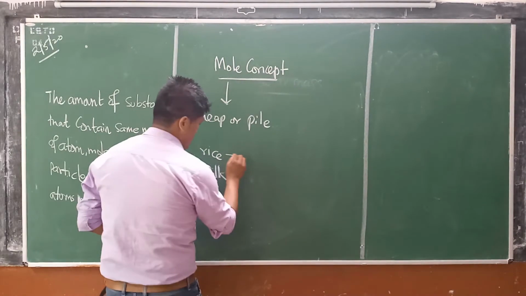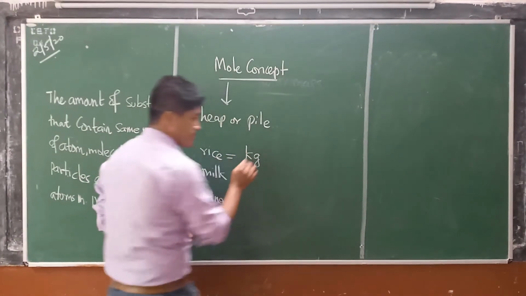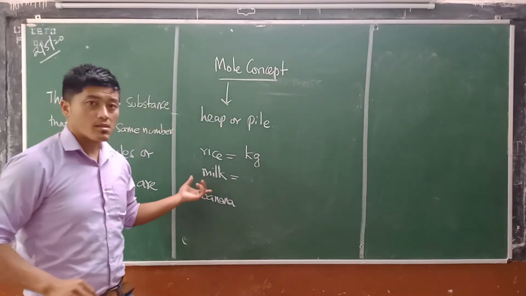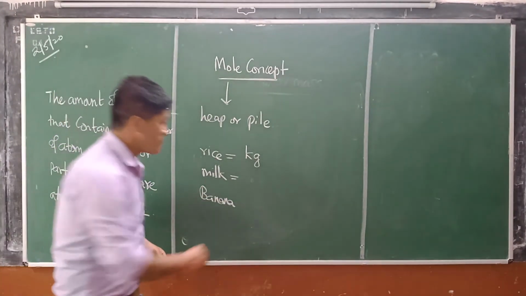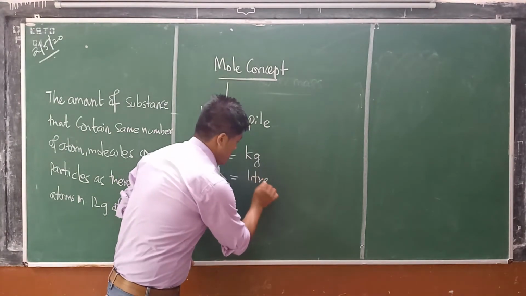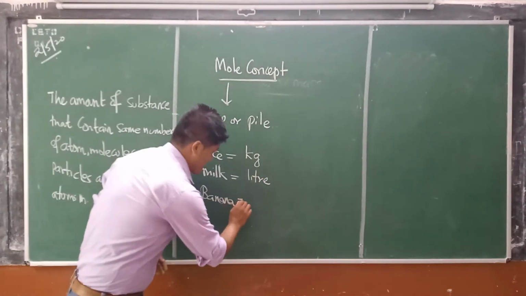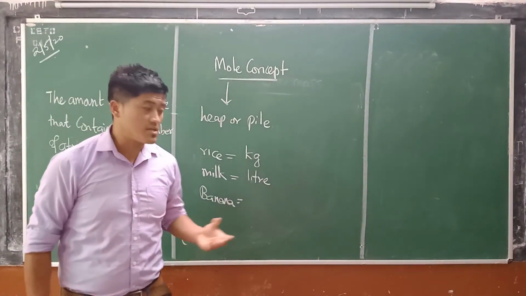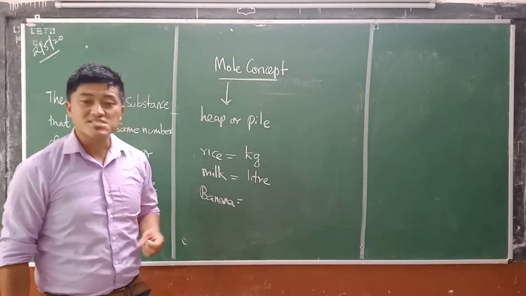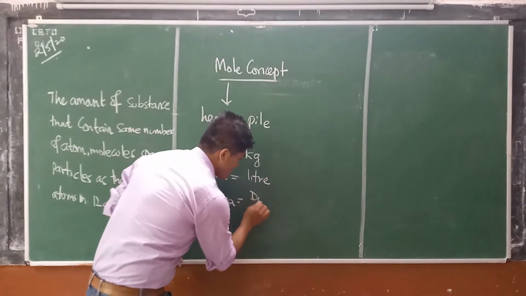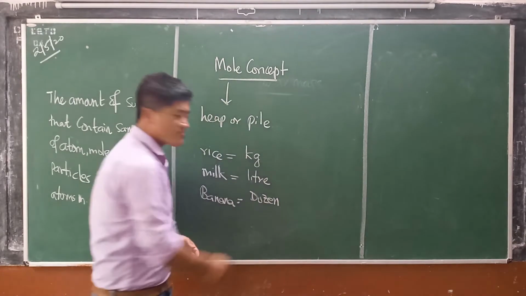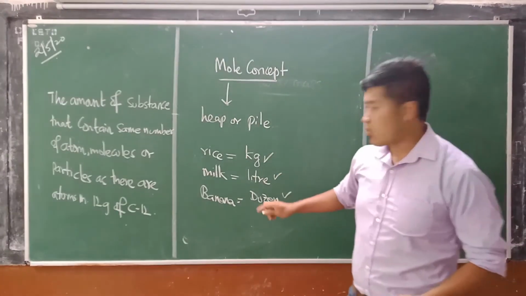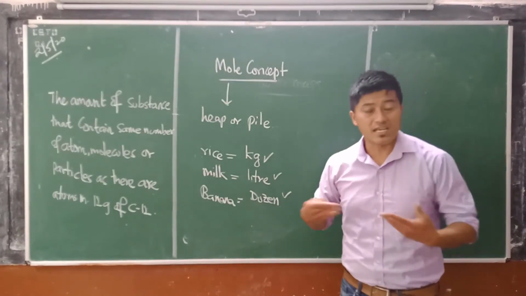So in that case, we are measuring in kilogram. And when you think about the milk, we normally talk in terms of liter. Now in the case of banana, we say, give me a dozen bananas, or you say it in terms of eggs and everything, dozen means 12, right? So we have these different measuring units, kilogram, liter, or dozen, which we use in our daily life.